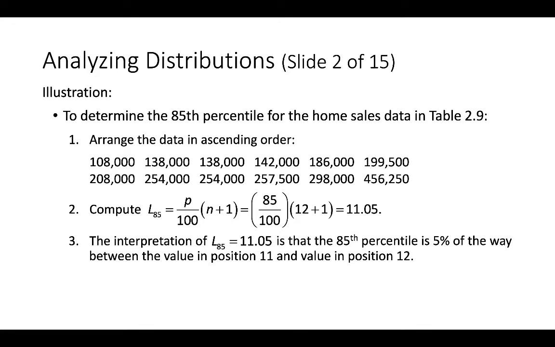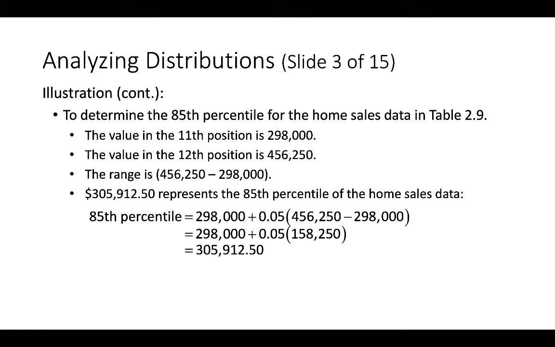So how do we find the home price value at the 85th percentile? We know that with the 11.05 position, this value must be between the 11th position and the 12th position, just a little bit, like 5% over the 11th position. So we find the value in the 11th position, which is $298,000, and the value in the 12th position, which is $456,250.